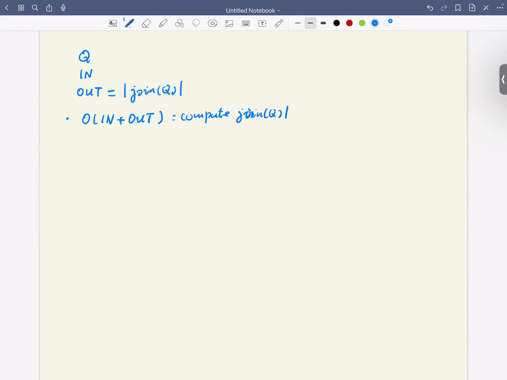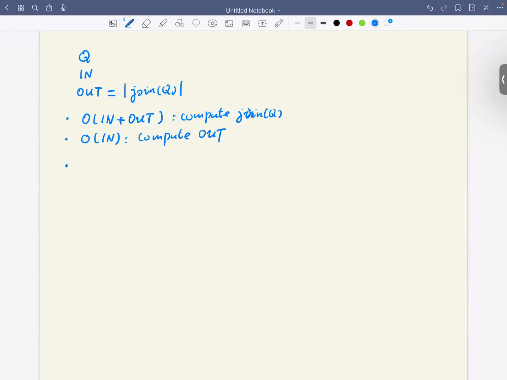Another thing we know is that, let's say I don't want the entire join result. If I just want to know the output size, in other words, the value of out, you don't have to pay the out term here, which is also something very nice. In this case, it's even faster: in linear time, you can get the value of out. Very nice, right?